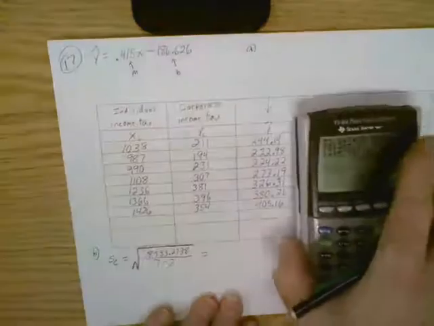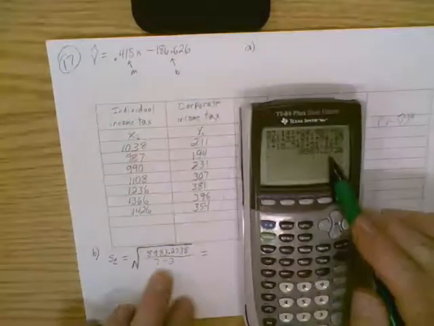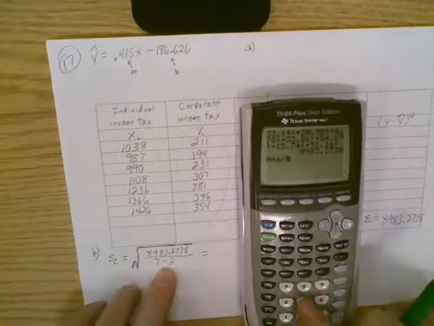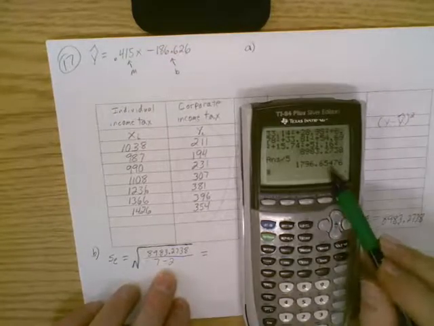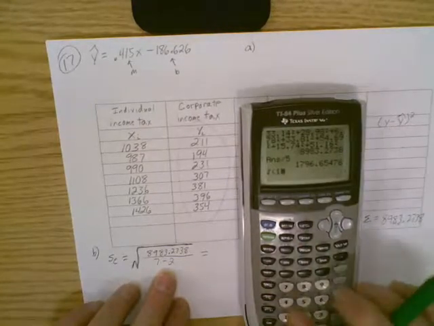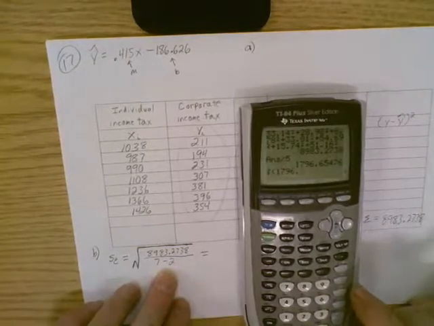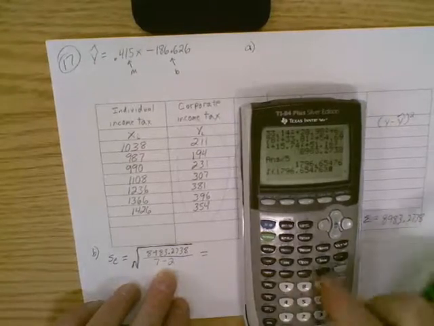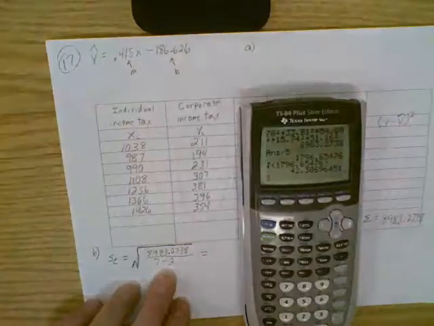Then on my calculator, I already have that number in there. So I'm just going to hit divided by 7 minus 2, which is 5. So divided by 5, and I end up with this number. And I have to take the square root of that. So on my calculator, I'm just going to hit second square root, and type in that number. And I end up with 42.39.